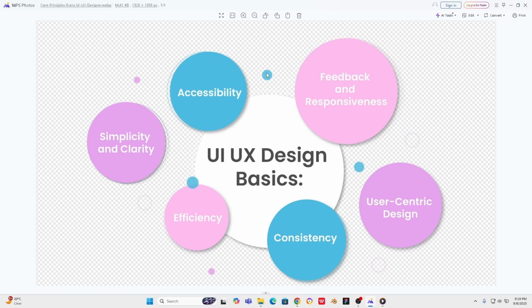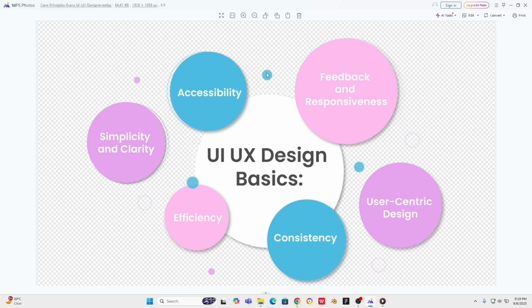The UI/UX design process. The design process is not a linear path, but an iterative one that involves continuous testing and refinement. Research and analysis. The process begins with deep user research to understand the target audience. Designers may conduct interviews, surveys, or competitive analysis to create user personas and journey maps.